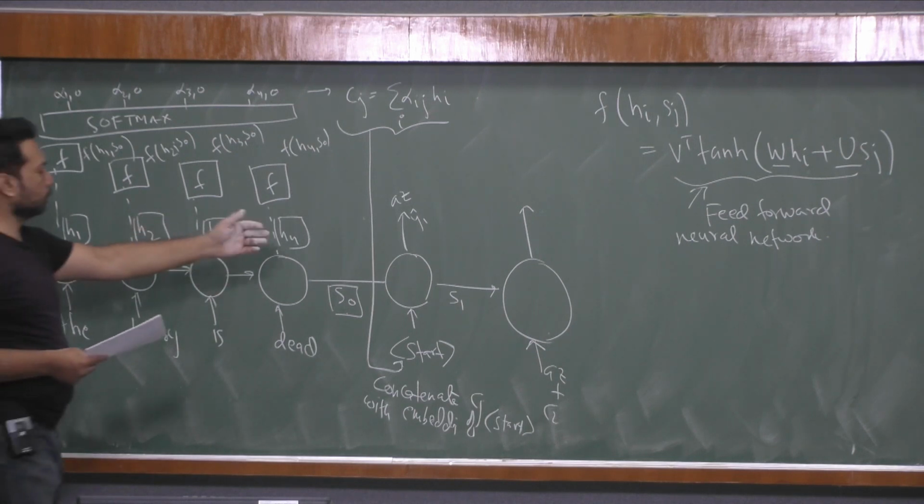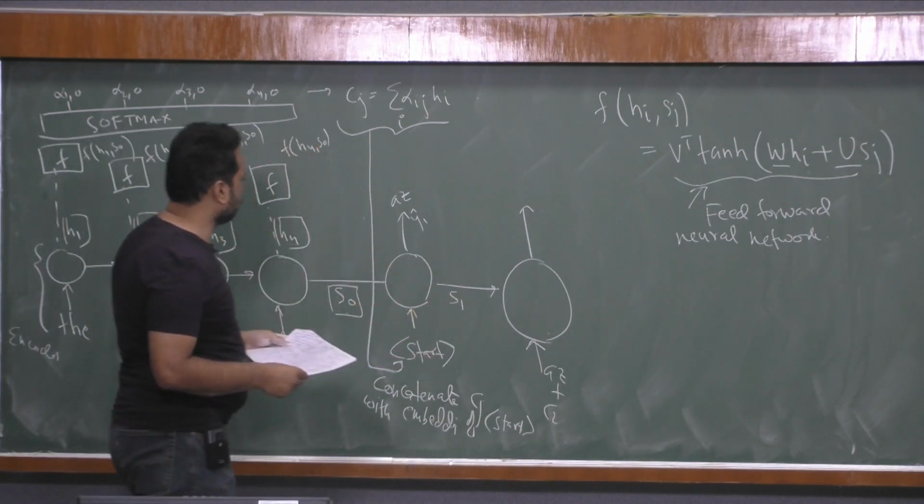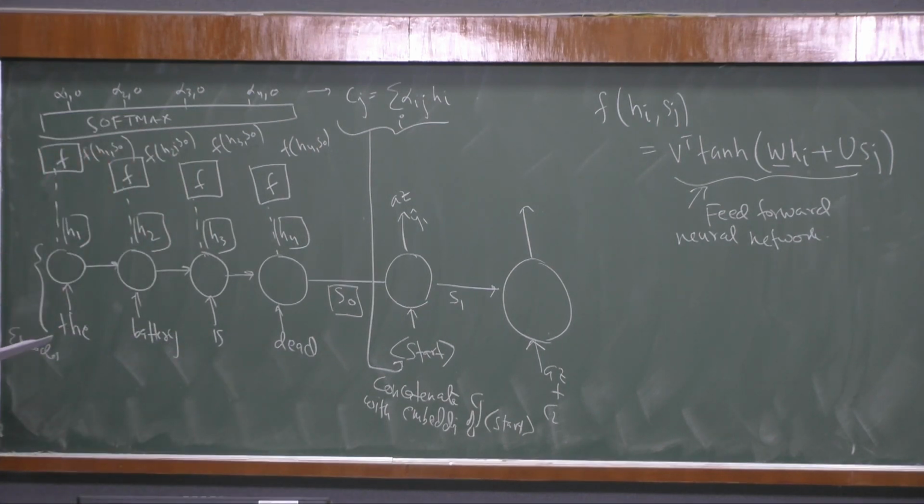So this is an iterative process, so you keep doing this iteratively, one after the other. You keep creating this context vector, and then you keep updating these. Okay, so that's how the attention works.